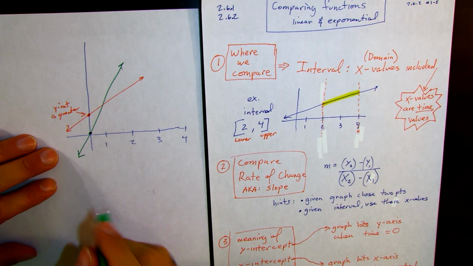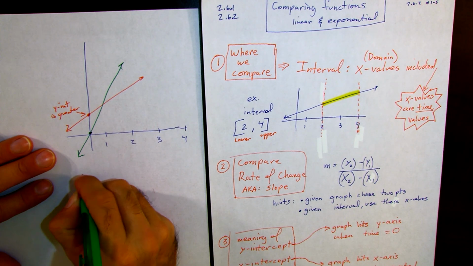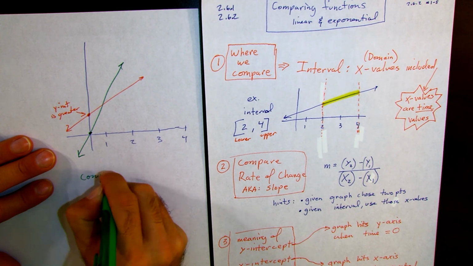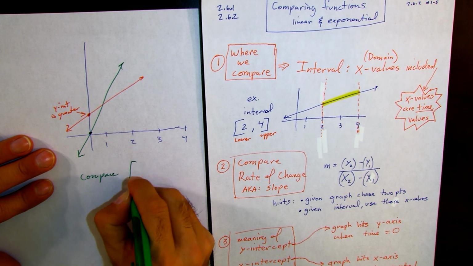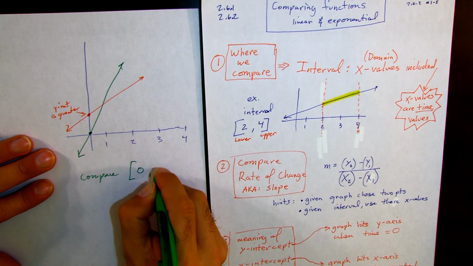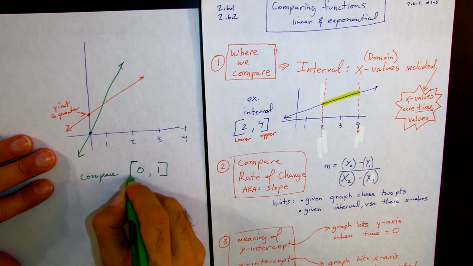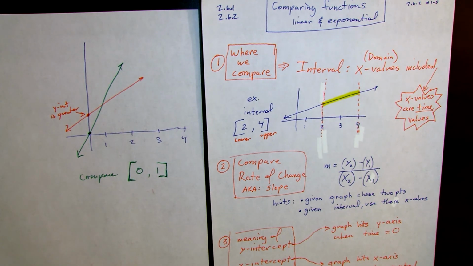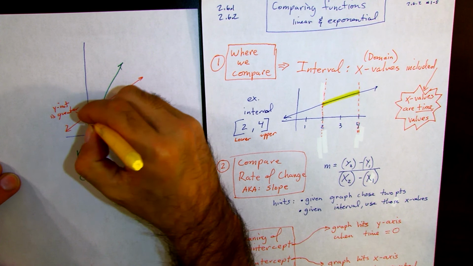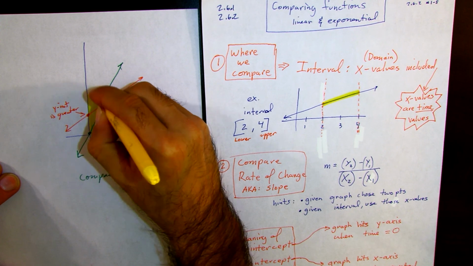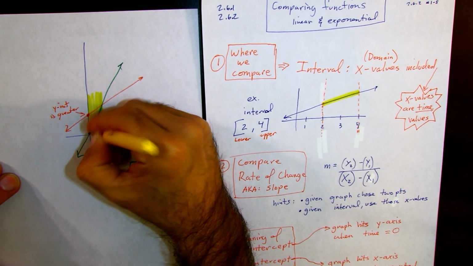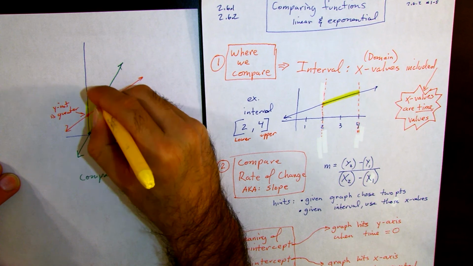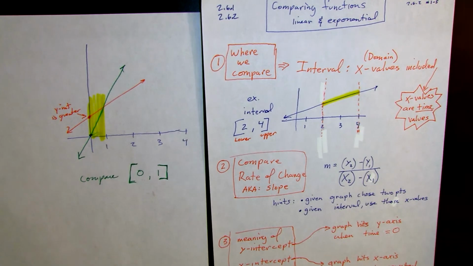So if I said, compare along the interval 0, 1. Hard brackets mean that we are including that value in it. So I would look here and I would be looking to see what's happening between 0 and 1. Right? What's happening between 0 and 1? And I would have ways to describe that.